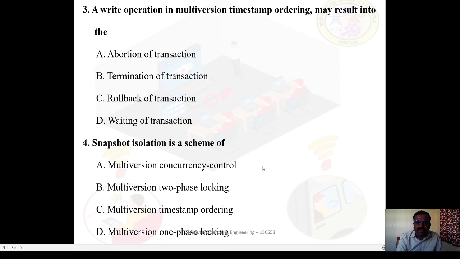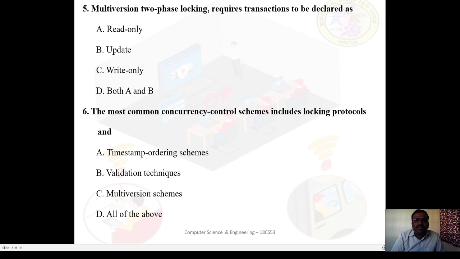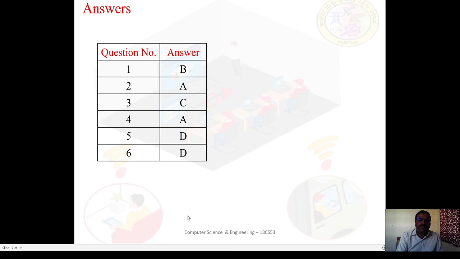Multiversion concurrency control. And fifth question is, multiversion two-phase locking requires transactions to be declared as A. Read only, B. Update, C. Write only, D. Both A and B. Answer is D. Both A and B. And the sixth question is, the most common concurrency control schemes include locking protocols and A. Timestamp ordering scheme, B. Validation techniques, C. Multiversion scheme, D. All of the above. Answer is D. All of the above.